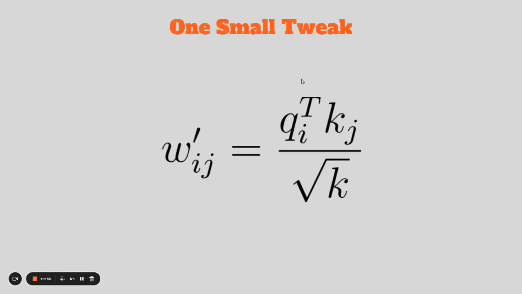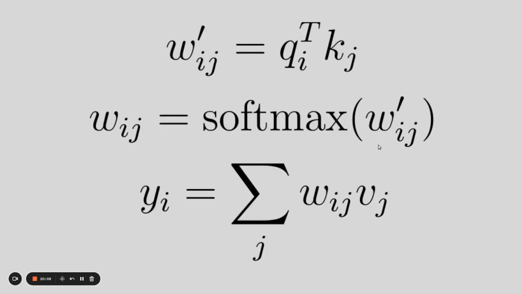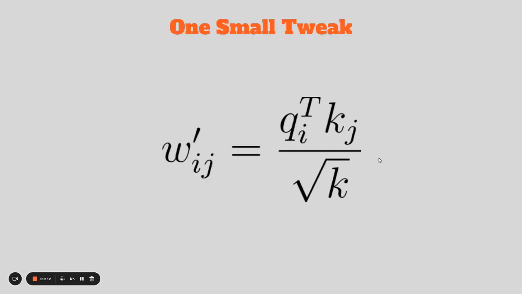So what you do is you divide everything by root of k, k being the dimension of the input, so that you scale down whatever you're going to input to the softmax. It's just a minor tweak. It's not really important, but I wanted to include it because everybody does this.